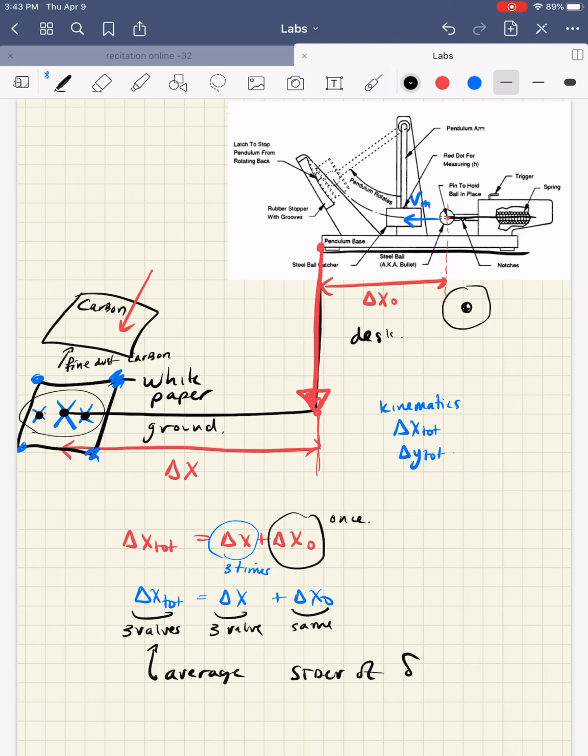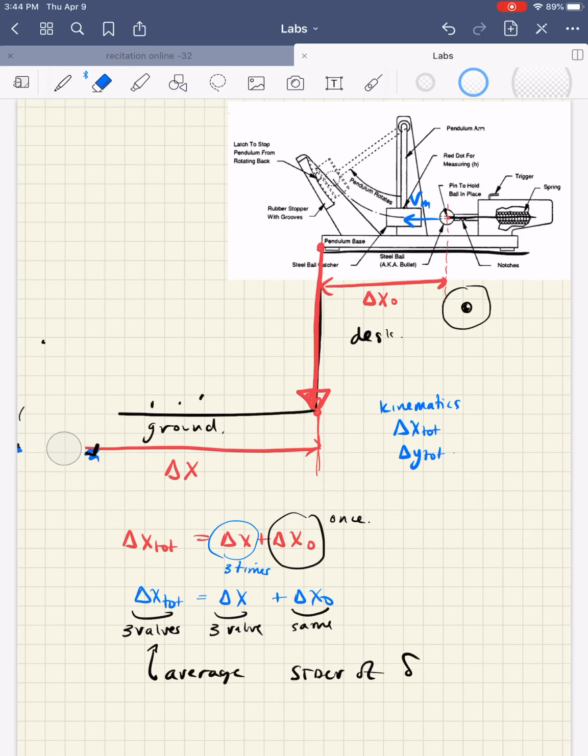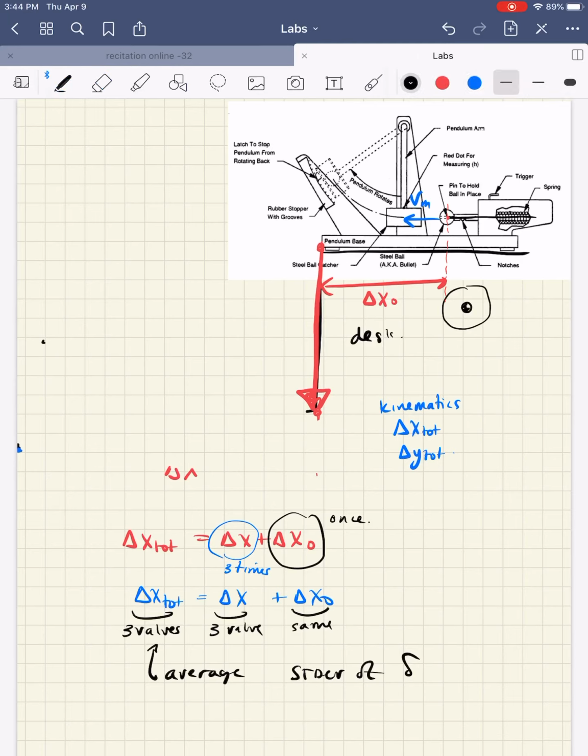For the kinematics, all we have left to find is the delta Y total. You'll be measuring delta Y total from the center of mass to center of mass. Let me erase some of this so I can see what's happening here. Let's say this is one of your locations here on the ground, and the way it was marked by the cannonball is just the tip of that cannonball hitting the carbon paper, then hitting the white paper to make that little black dot.